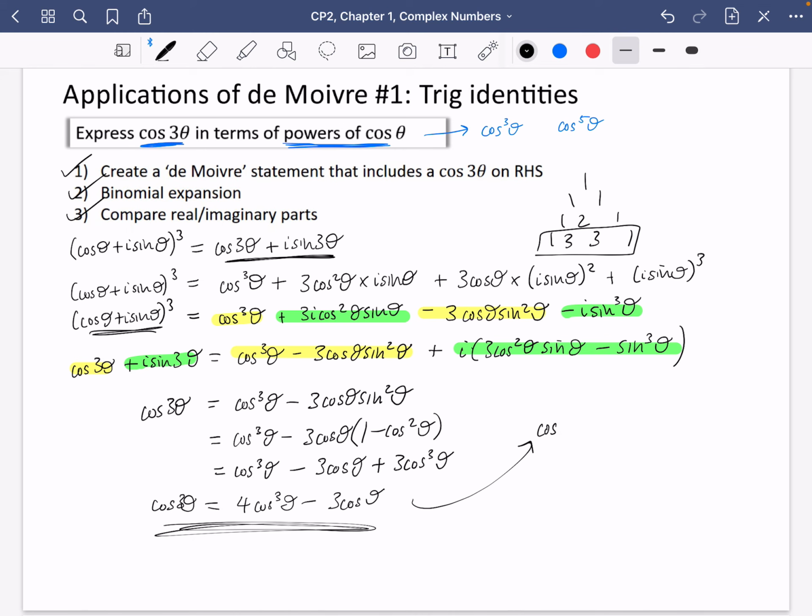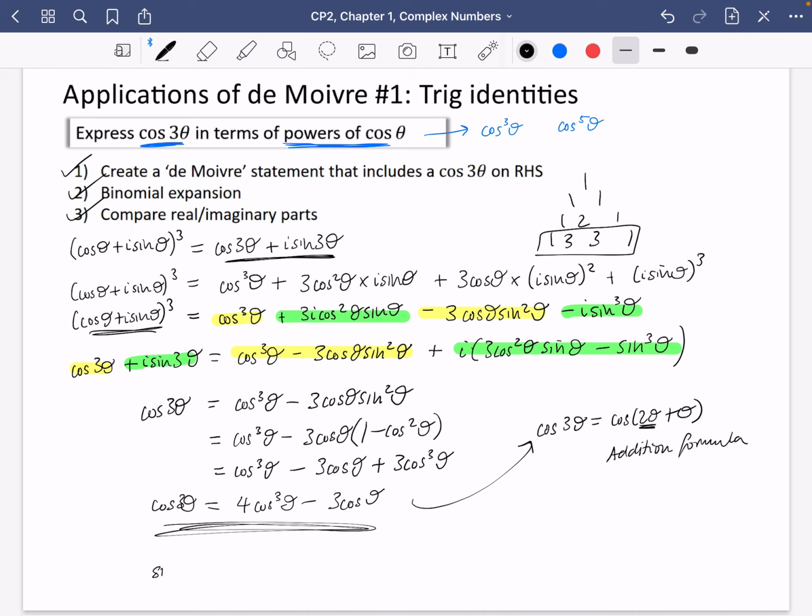We could have said that cos 3 theta is the same as cos of 2 theta plus theta, and then we could have done the addition formulae. And you'd have to do the addition formula again for this bit, and you would come up with the same statement that we've got here.